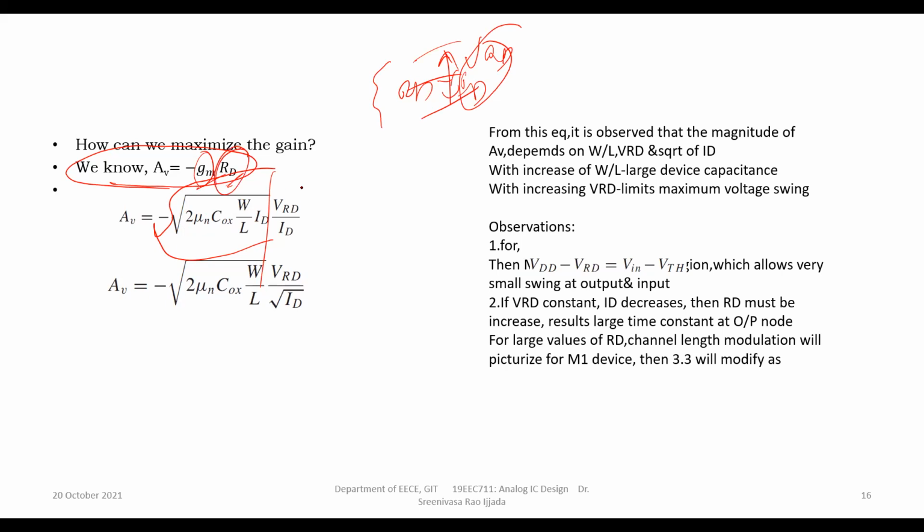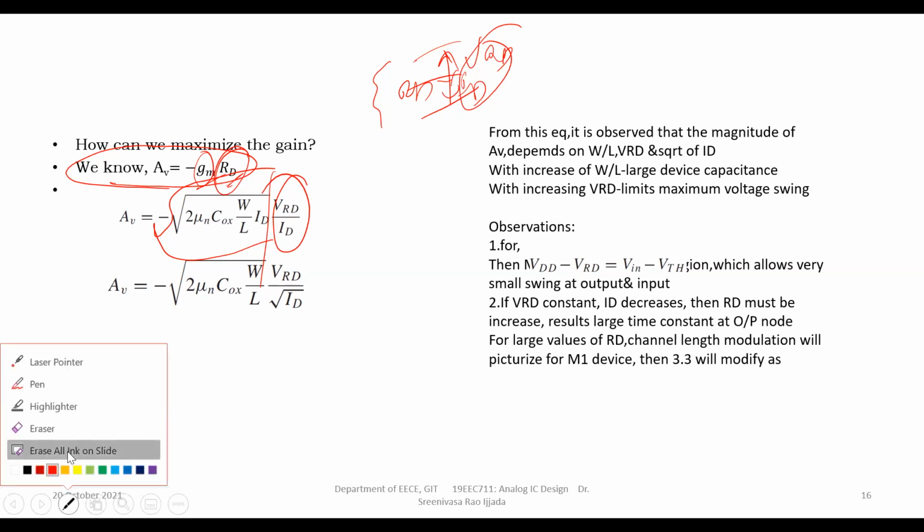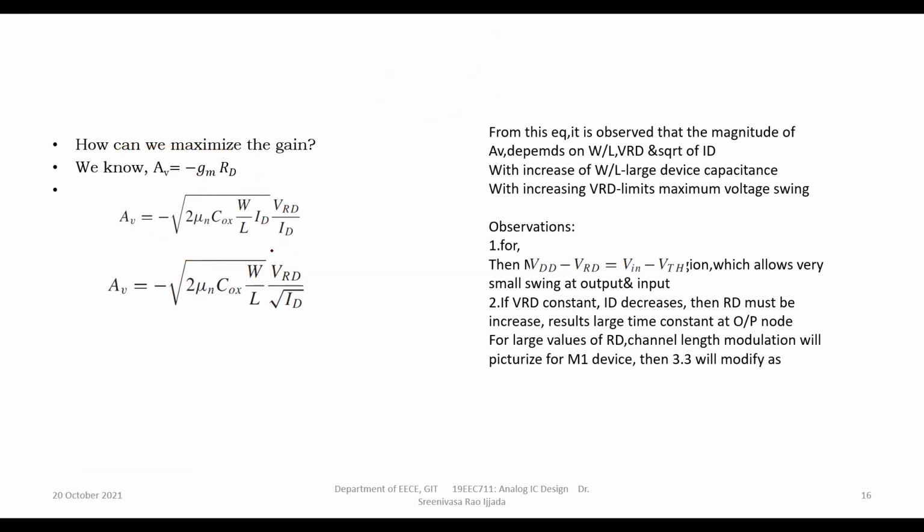The next one, in place of RD, I wrote voltage divided by the current in the resistor. So this is the minus, same thing. I can write this ID, because it's in the root, I would like to bring it outside. Root ID, and similarly this ID I can write as root ID times root ID. Then one root ID cancels. Then the equation is minus square root of 2 mu n Cox W by L into VRD by 2 ID.